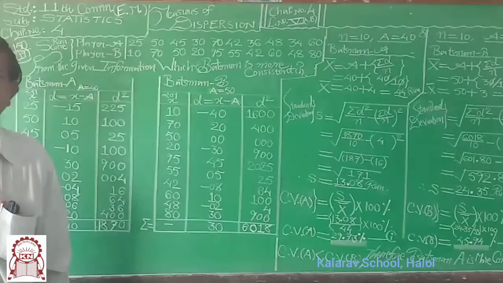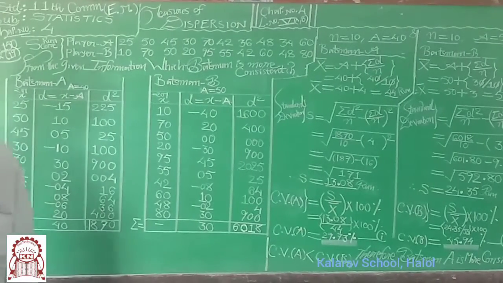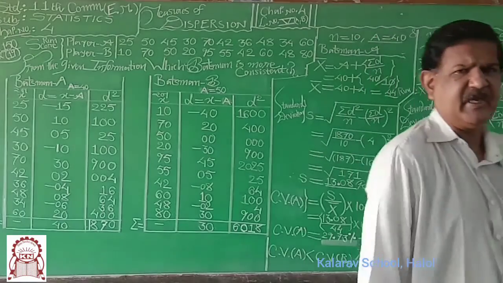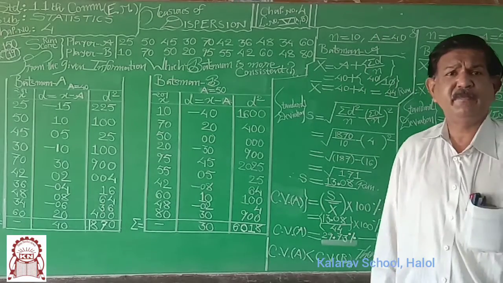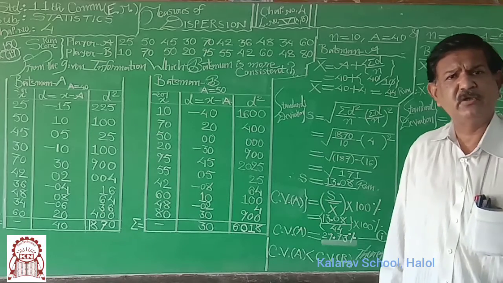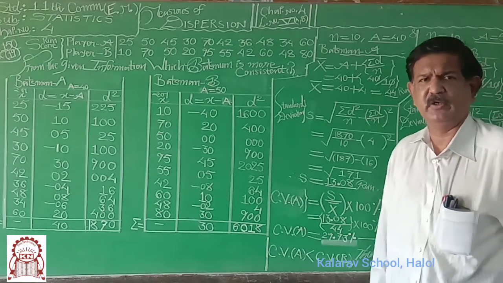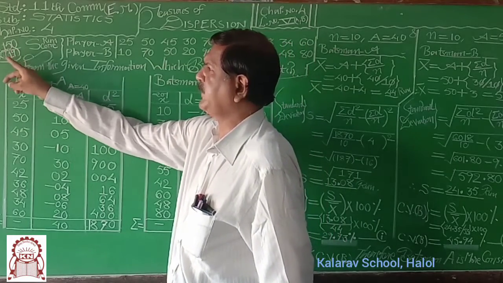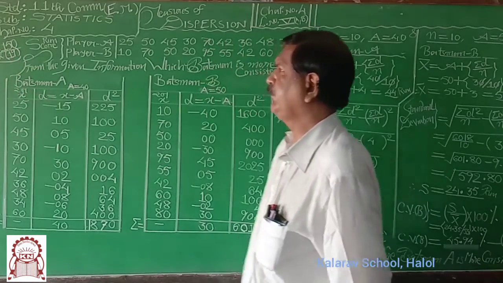Measures of dispersion, chapter number 4 in statistics, in which today we are going to see a very important method, standard deviation and CV. CV means the coefficient of variation. In our textbook, page number 150, example number 19.